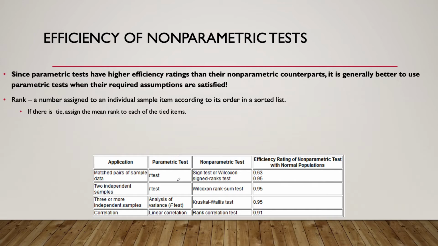And then finally the correlation. The parametric test is the linear correlation coefficient. And the nonparametric test is the rank correlation test. That one has an efficiency rating of 0.91. So that one is not as efficient as the previous three tests, unfortunately. But it's also not the most inefficient, like the sign test, for example.